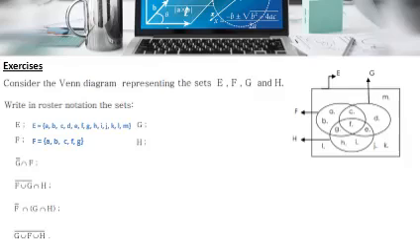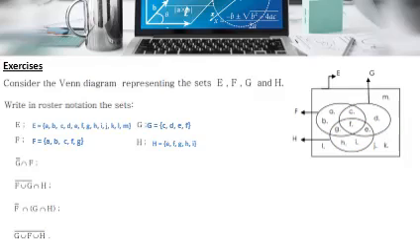Now in G, if you look at G, this is the set G. What are the elements inside G? They are C, D, E, F. So the elements in G are C, D, E, F. Now we still have H, and the elements in H, as you can see, we circle like this, and the elements are E, F, G, H, I.